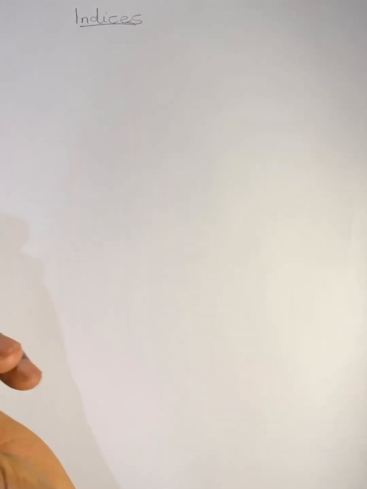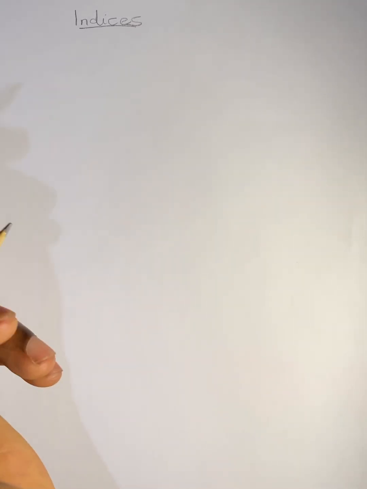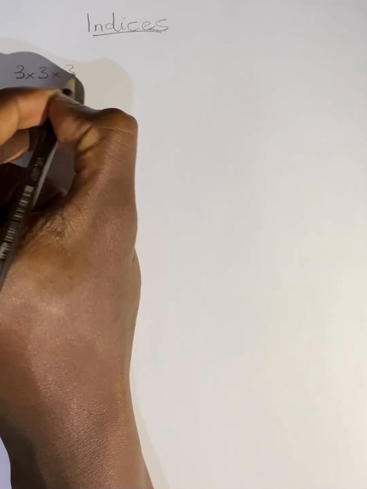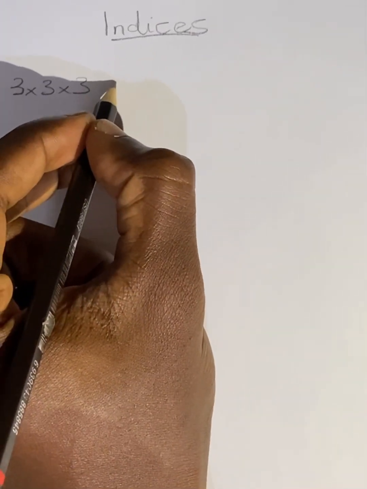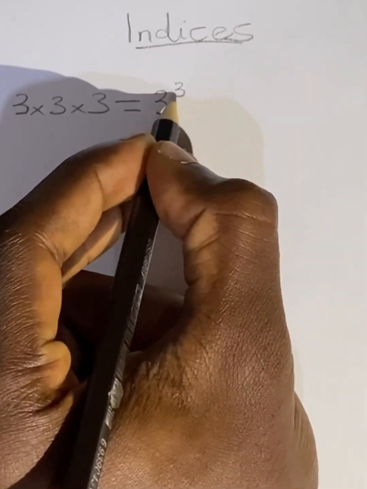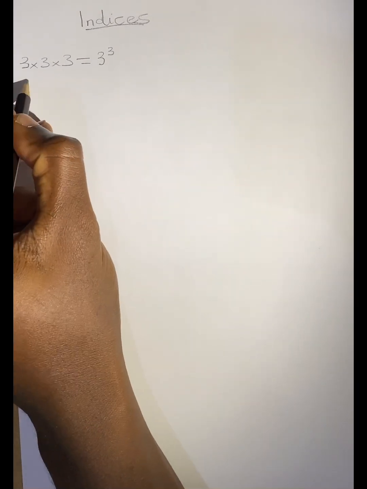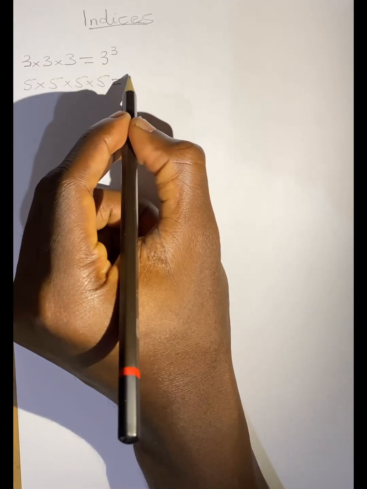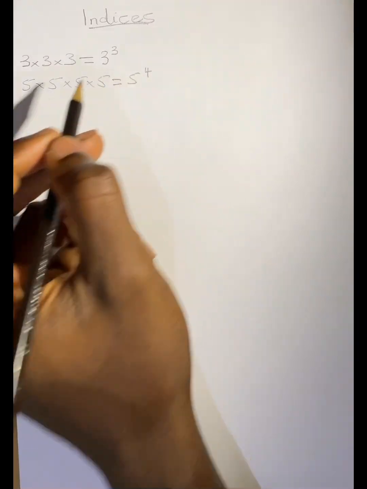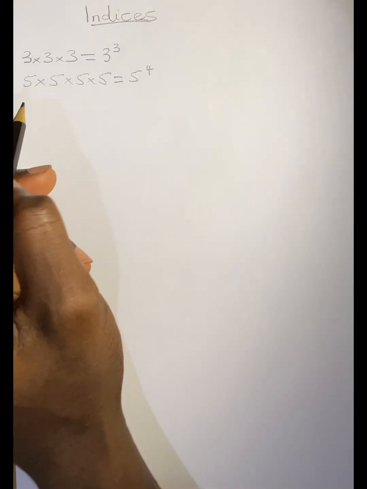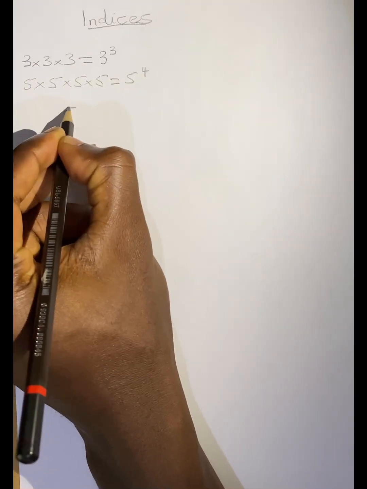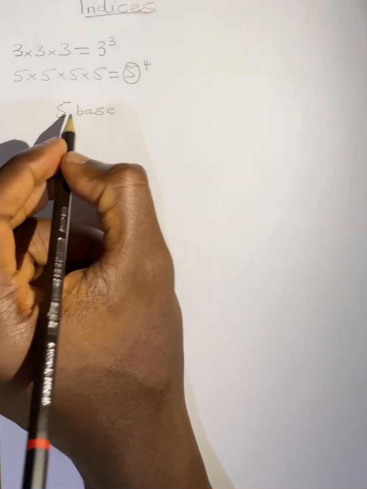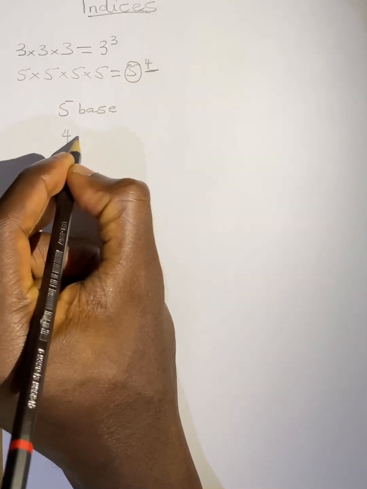If we can recall, earlier in our studies, we learned that we have repeated products. That is, when we talk of the likes of 3 times 3 times 3, we can represent this by 3 raised to the power 3. The same way, when we have 5 times 5 times 5 times 5, we can easily represent this by 5 raised to the power 4. Now, having 5 raised to the power 4, the 5 over here becomes our base, then the 4 becomes our exponent.